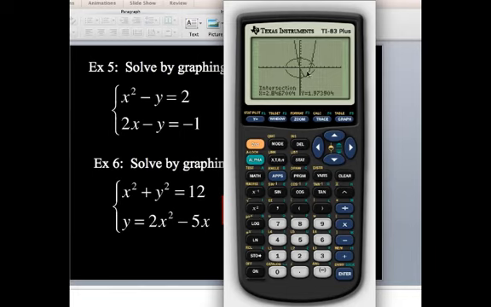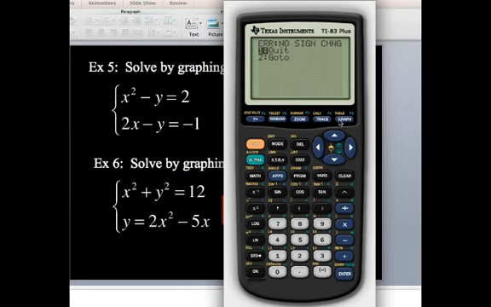Now this last point down here, let's see what we can do. We want to go second trace, intersect. This time I'm not using that top part of the circle, so I have to push my arrow to go down to the bottom part of the circle. And notice it will only intersect there one time. So we hit enter, and then we go to the parabola, which we're on, so we hit enter again, and enter a third time. And we wait, and we wait. And now we get an error message that says no sign change.